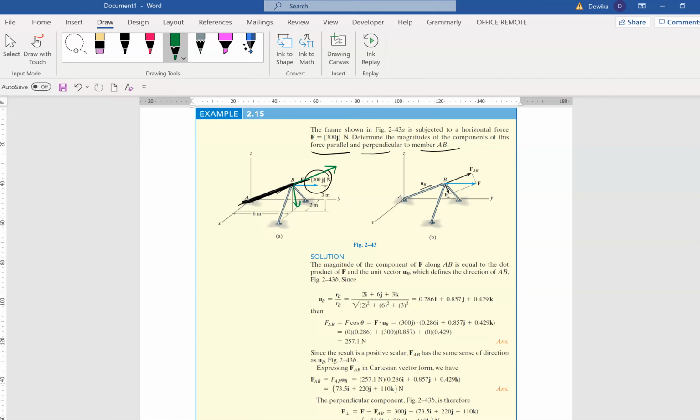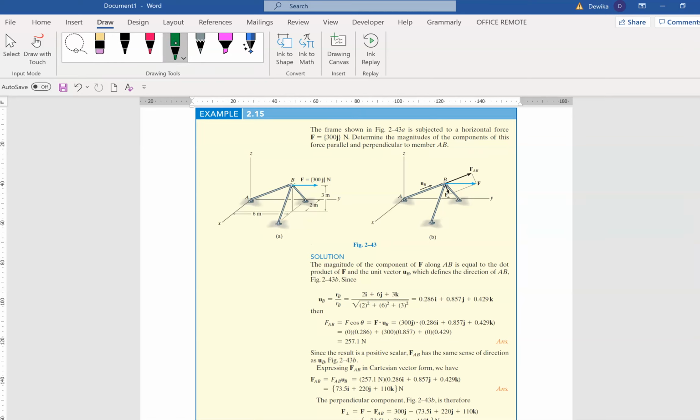Yeah, along this component, this would be your parallel force, and this would be the perpendicular force, or they have done it with the upside down T. Okay, so can you understand? You need to find these two. Given to you is this 300 J. I'm going to erase all this so that you will have a better view.